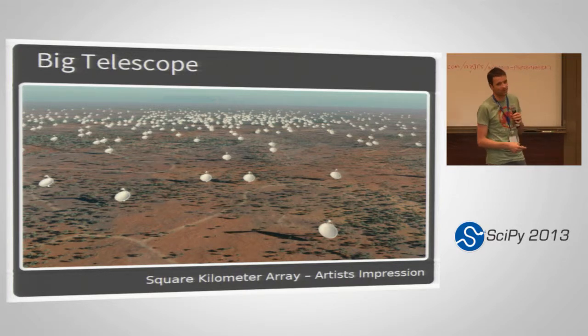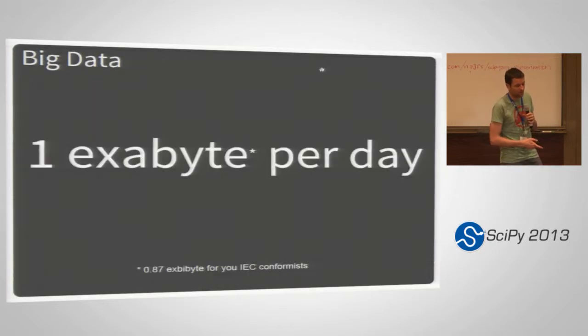And 1/3 of it went to Australia, 2/3 of it going to South Africa. Essentially, by 2025, we'll have 3,000 odd 15-meter diameter antennas sitting out in the Karoo. Big telescope, mostly for us, means big data. So the SKA in 2025, we're looking at about an exabyte a day of data.